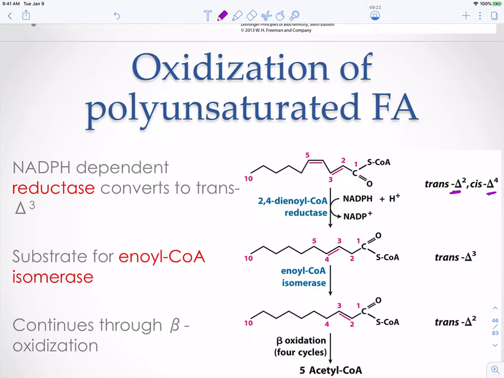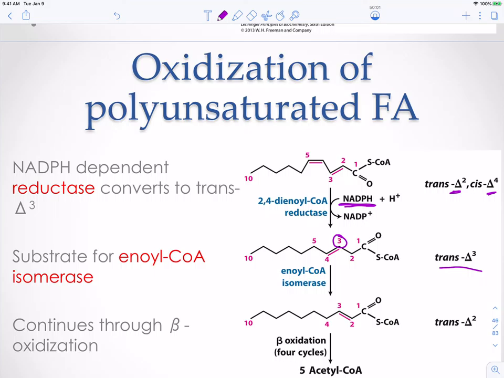And so you're going to have a reductase that will convert it back to a trans delta 3. This is a 2,4-dienyl-CoA reductase. You basically take those two double bonds and you use NADPH in order to introduce that hydrogen to get rid of one of the double bonds. And then you generate a trans delta 3. So now we're back at the 3 position.